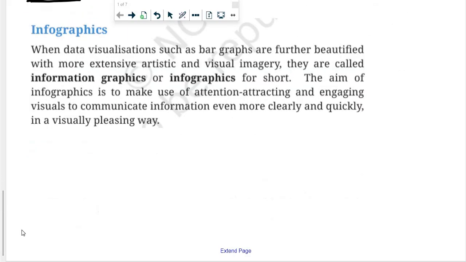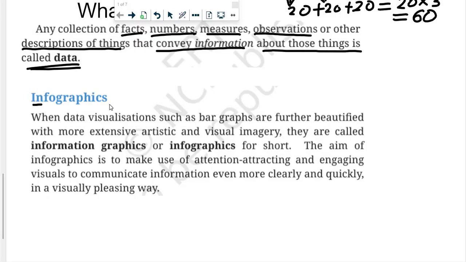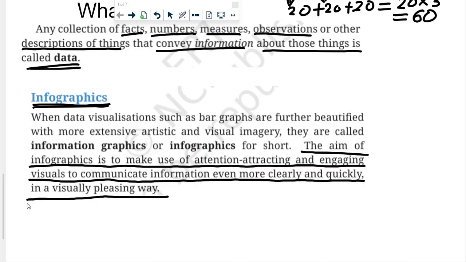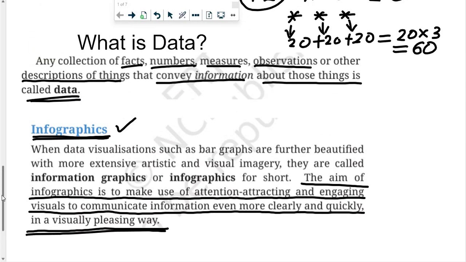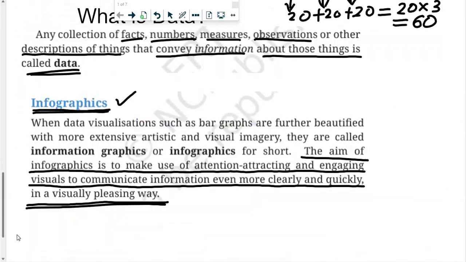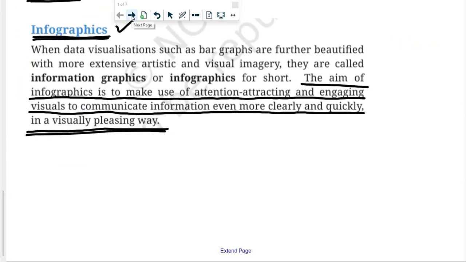And also I have included a portion of story about infographics. The aim of infographics is to make use of attention-attracting and engaging visuals to communicate information even more clearly and quickly in a visually pleasing way. That is all about infographics. Okay? And you will get all these answers in soft copy. All right, so that will help.